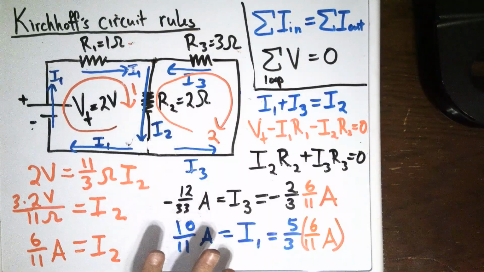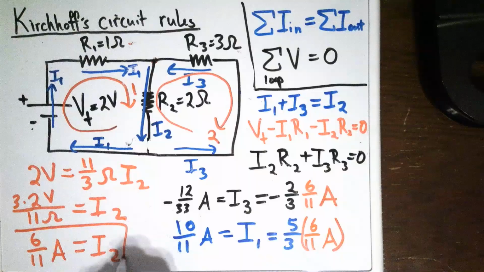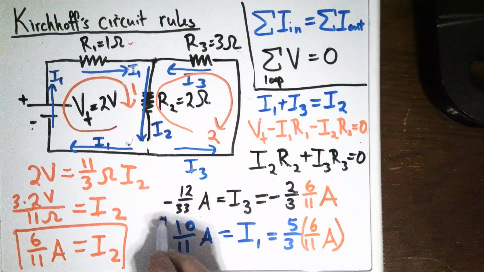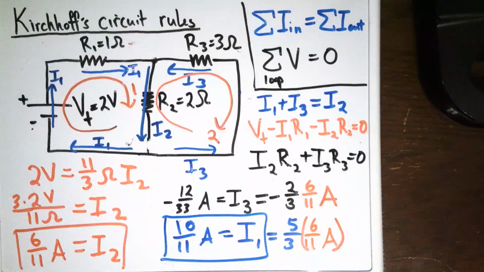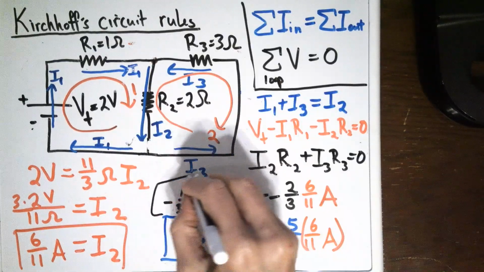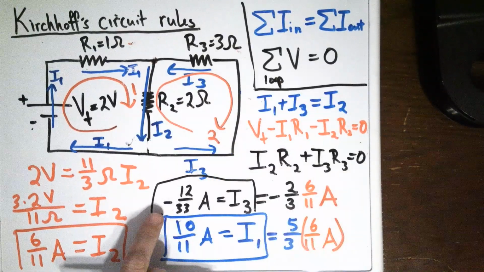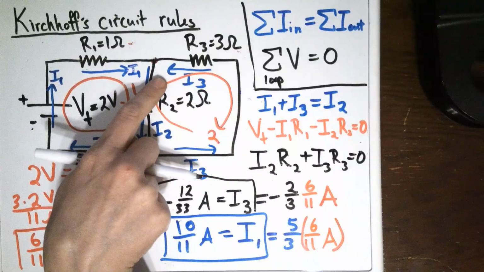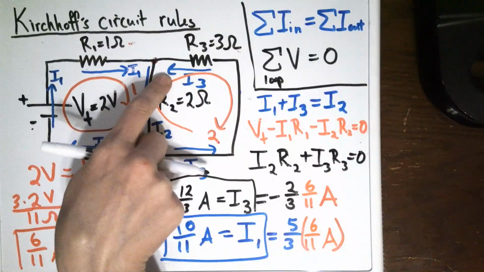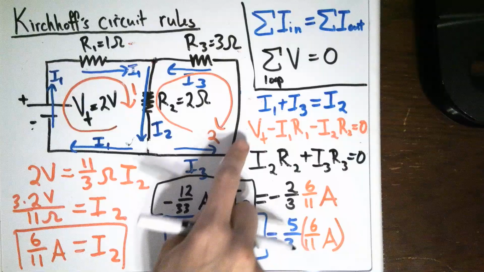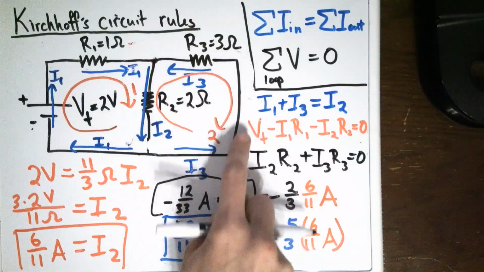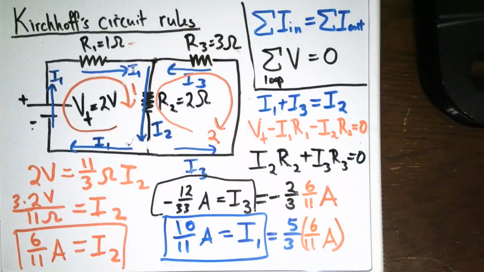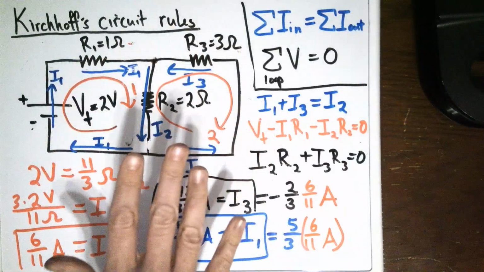It was kind of a mess. Through resistor 2, that's the current. Through resistor 1, that's the current. And through resistor 3, that's the current with the negative sign telling us I guessed wrong. This current 3 is actually traveling the other way. So out like this and then down like this. And that's how you use Kirchhoff's circuit rules.